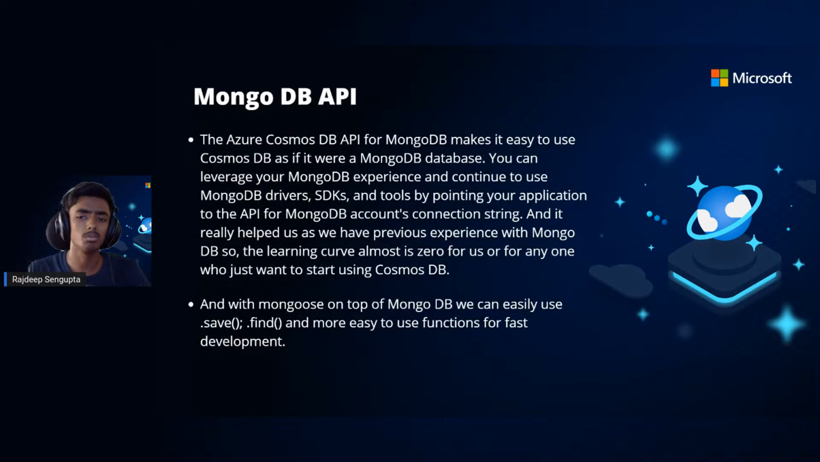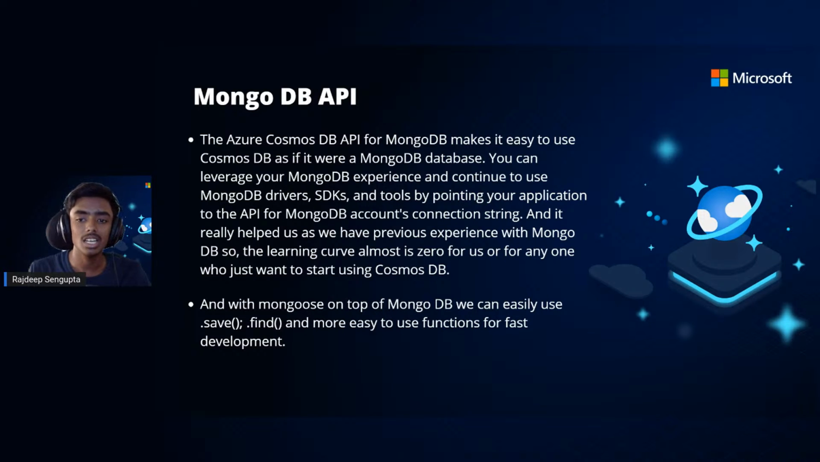Now, the next point is the MongoDB API. The Azure Cosmos DB API for MongoDB makes it really easy to use Cosmos DB as if we are using a MongoDB database. You can leverage your MongoDB experience and continue to use MongoDB drivers, SDKs, and tools by pointing your application to the API for MongoDB account's connection string.